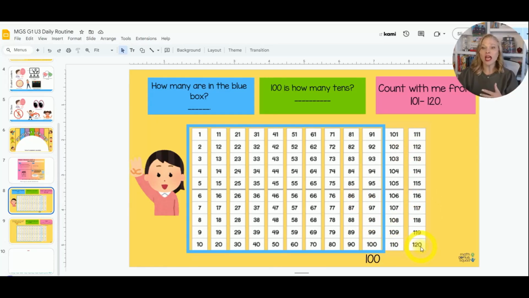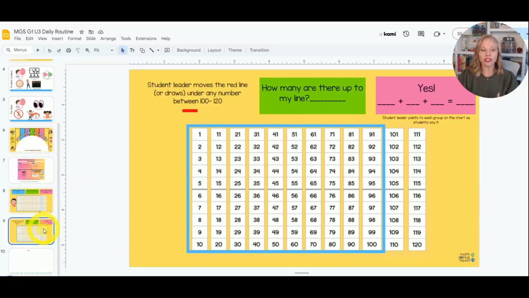They're not speeding. The student leader is pointing to each number, but is pointing to it in a way that students can see the full number as they say the full number. From here, the student leader is going to drag the red line to be under a number between 101 and 120. So let's just say that they choose 113. Okay, so in this case, the student leader would say, how many are there up to my line? Think about it, class. And the whole class should say 113.